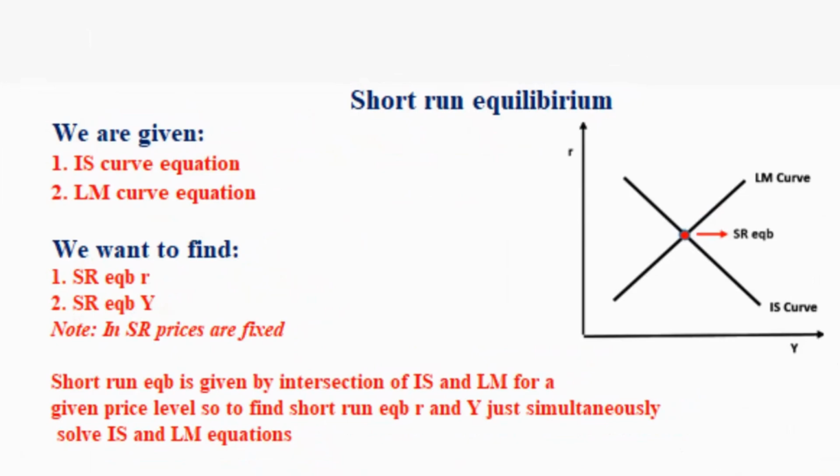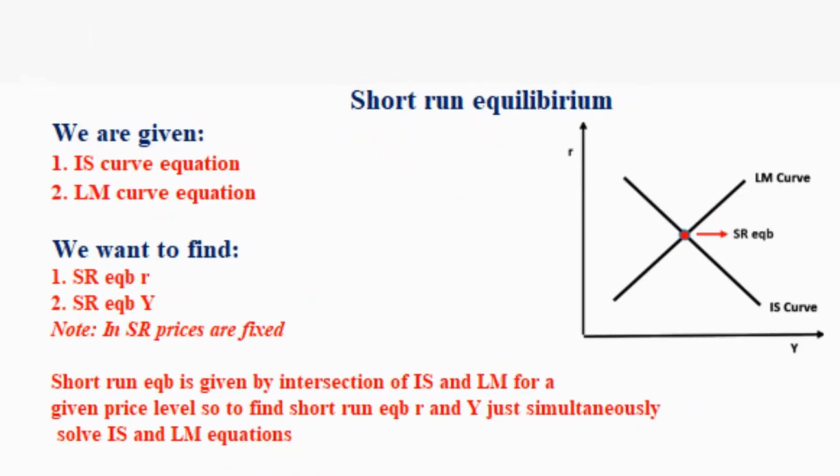We want to now look at how we solve for short-run and long-run equilibrium in the ISLM model. So let's first focus on the short-run equilibrium. Now, in the short run, we know prices are fixed, and the short-run equilibrium in an ISLM model is given at the intersection of the IS curve and the LM curve.